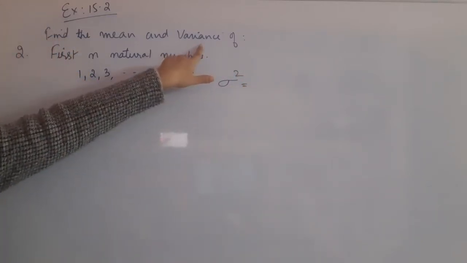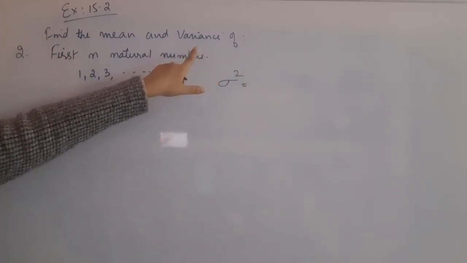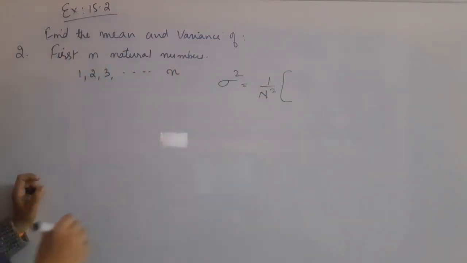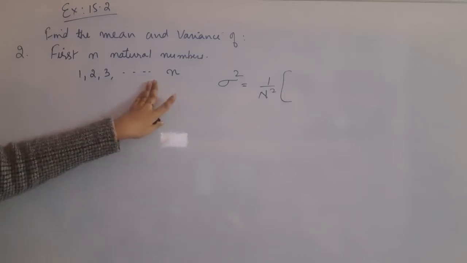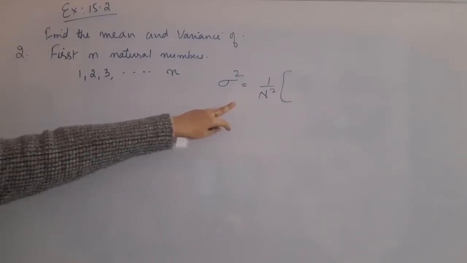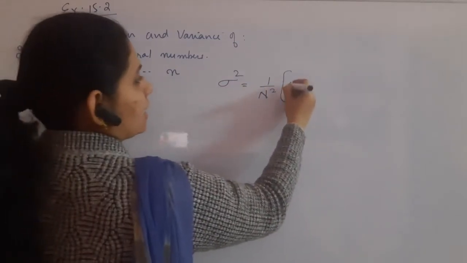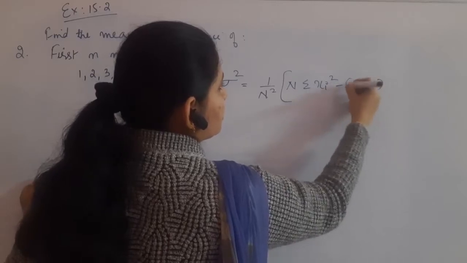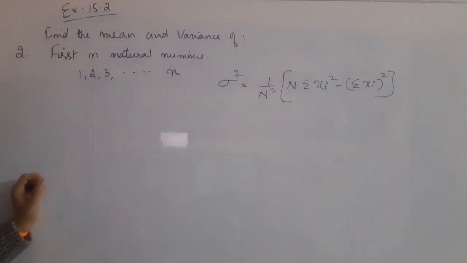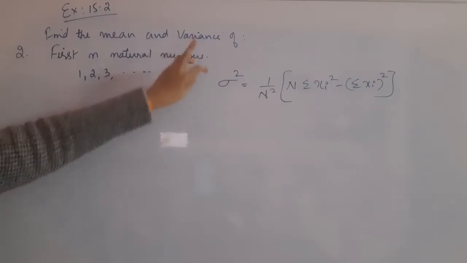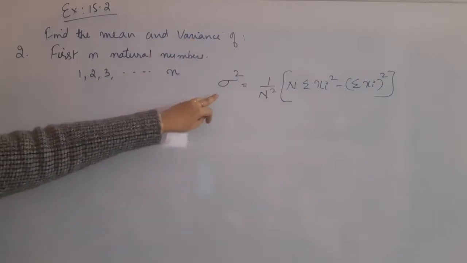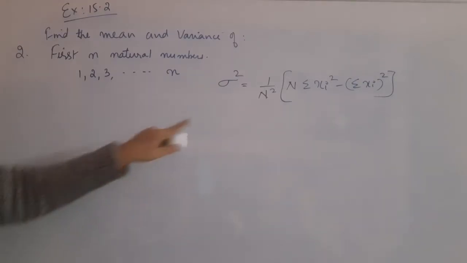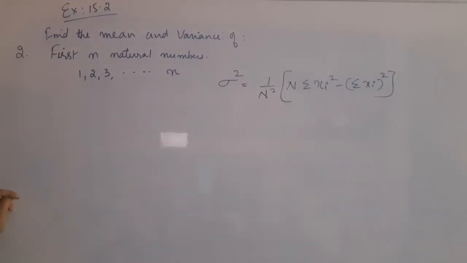In order to find sigma square, that is variance, we will use the formula 1 by n square into, it can be small n also, since here you have only this much, so you can use small n square also, 1 by n square into n into sigma xi square minus sigma xi the whole square. So this will be the formula which you will use for sigma square. Last time I said that in some of the problems this is more suitable than finding out the mean and doing. So here we will use this formula for finding sigma square.